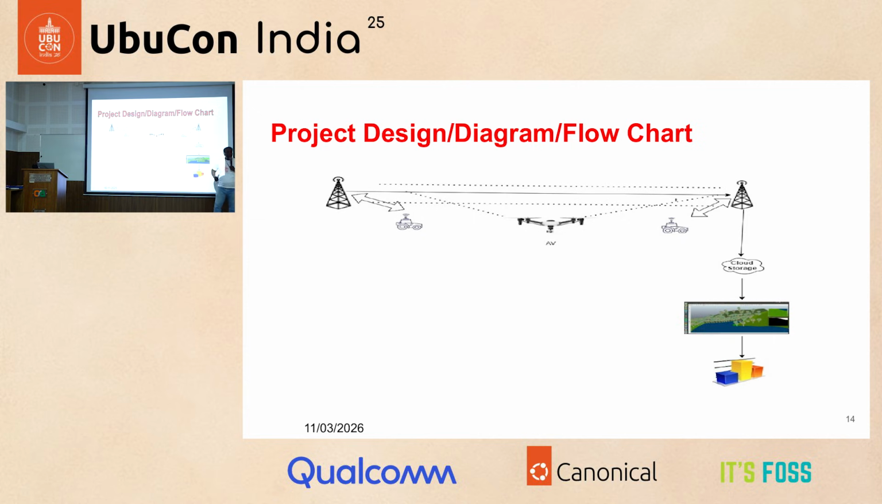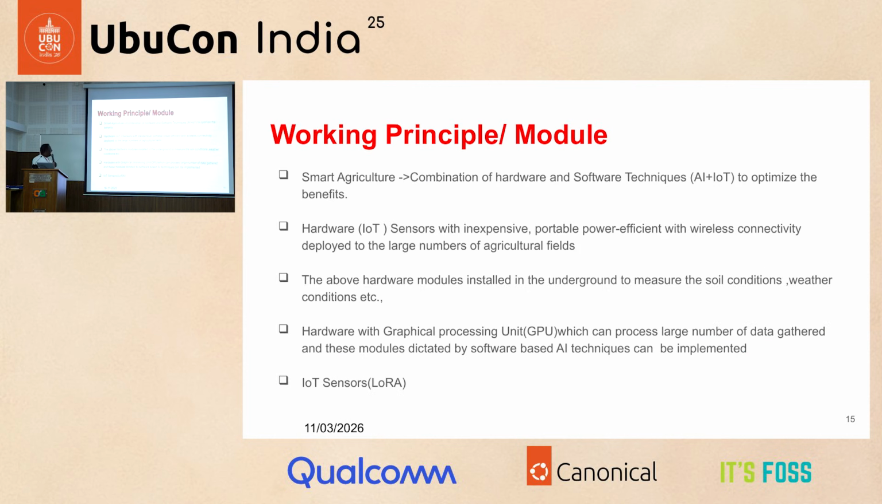Here I'm using one open source software, ThingSpeak, which is going to be the cloud. I can collect this data and see the best behavioral prediction of my data using some charts. This hardware is inexpensive, so at very low cost we can deploy it with wireless connectivity to a large number of agricultural fields. The hardware modules can be installed to check the soil condition, weather condition, etc.